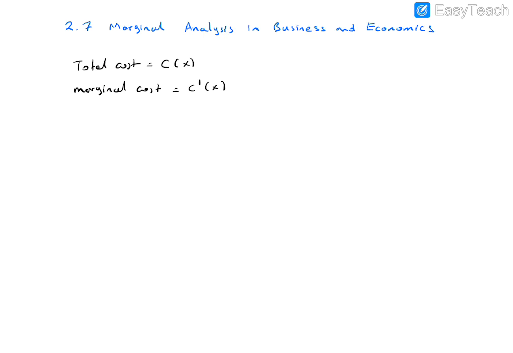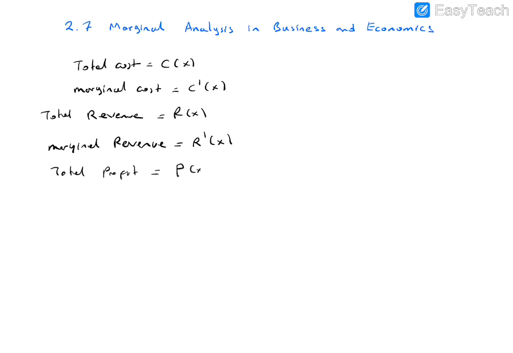produced. Similarly, the marginal revenue: R of x is the total revenue, so the marginal revenue is R prime, and for marginal profit, if the total profit is P of x, the marginal profit is P prime of x, which is the derivative of the total profit function.